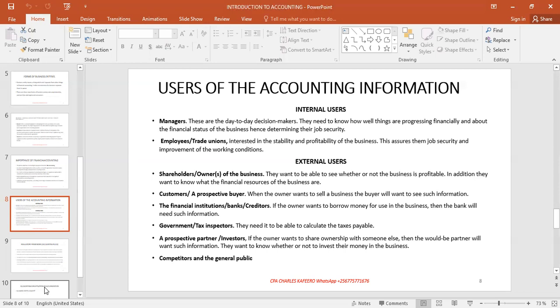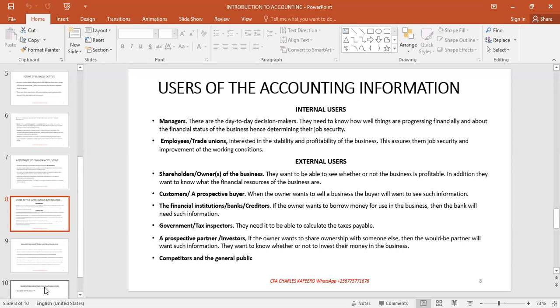Then the other thing, we can talk about the government or the tax inspectors. For them, what they really want to find out is, is the company making a good profit so that it can give us our taxes? If it can pay its tax liability or obligation in time.